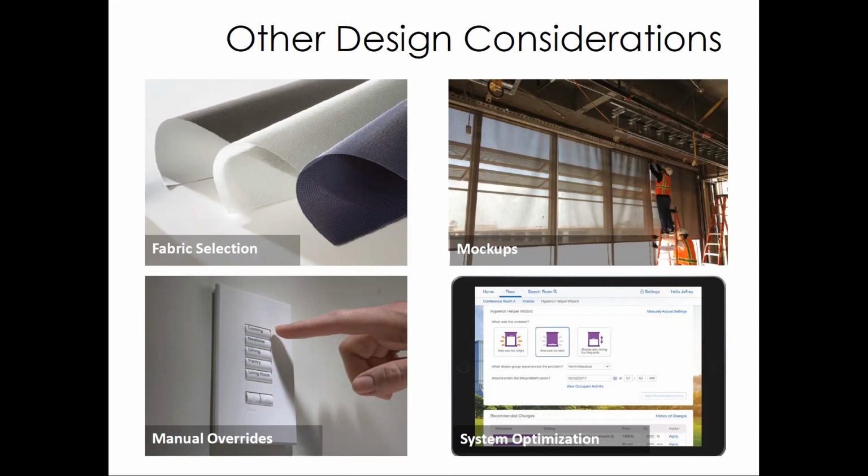Mockups. Mockups are an effective tool to really understand how a dynamic shading system can integrate with other building systems, like your lighting controls. It can also be used to evaluate the fabric's color, the weave, etc. However, as you've learned in this presentation, daylight conditions dramatically change across the day and season. So mockups alone generally are not sufficient for evaluating the entire daylighting performance.